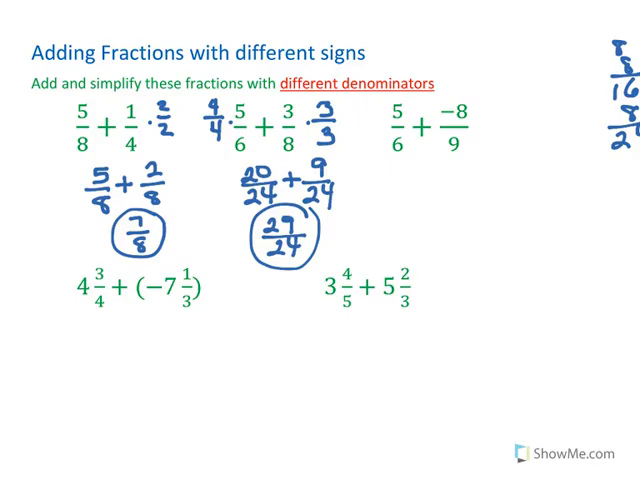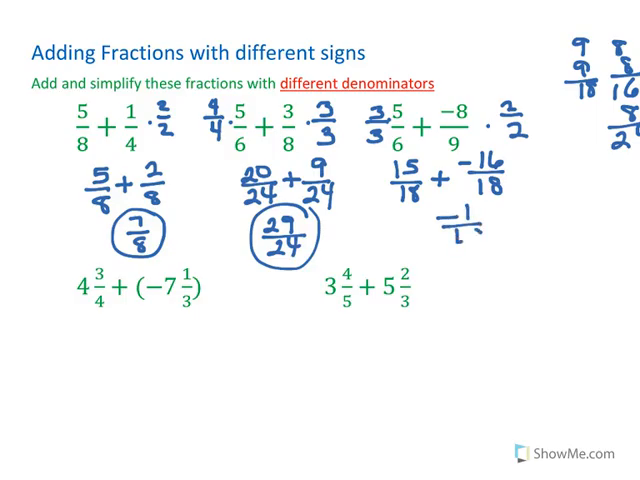All right, does 6 go into 9? No. So I'm going to take 9 and add 9 and get 18 and check again. Does 6 go into 18? Yes, so that's my magic number. Multiply this by 2 over 2, multiply this by 3 over 3, and I'm going to get 15 over 18 plus a negative 16, our first negative, over 18. And 15 plus a negative 16 is negative 1 over 18. Always keep your denominator the same.